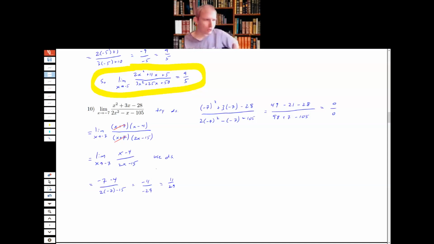Now, if you use your equals to mean equals and not just like the next thought that I have, I can follow my chain of equality back to the original problem, and you're okay like this. If you have a lot of scratch work running around, then you probably want to summarize and say, okay, like we did in the last one, rewrite the limit equals, in this case, 11/29.